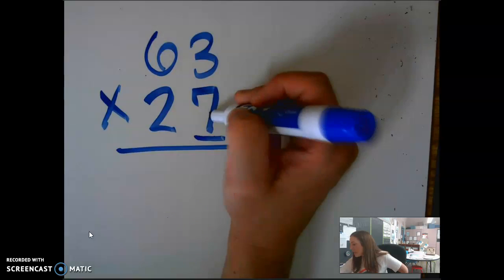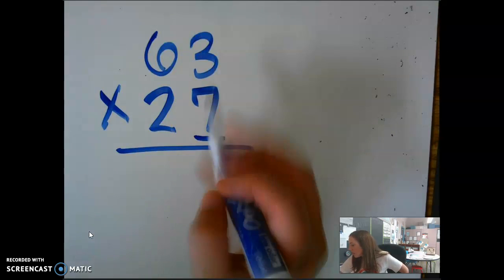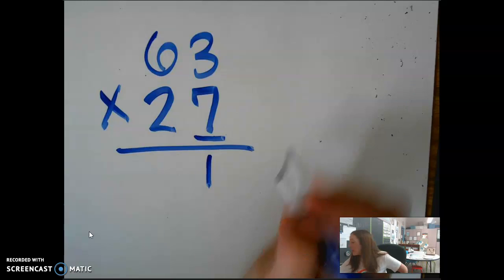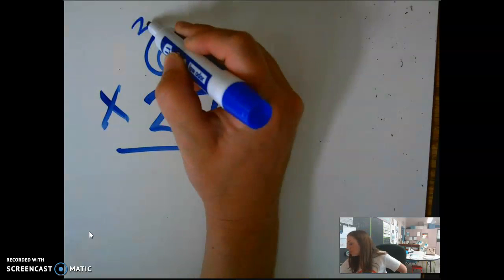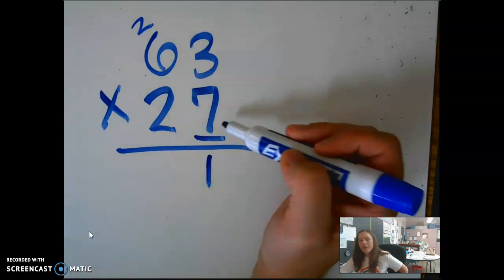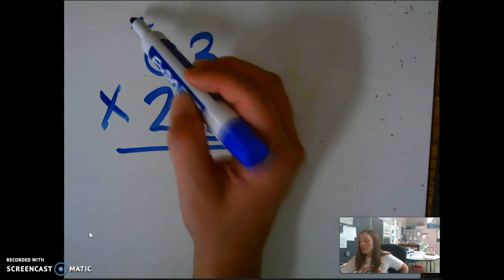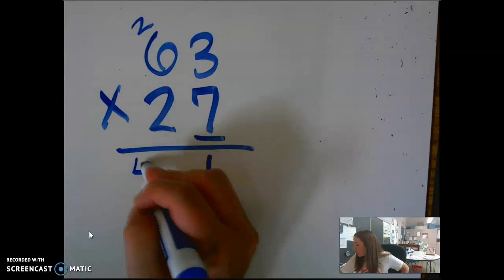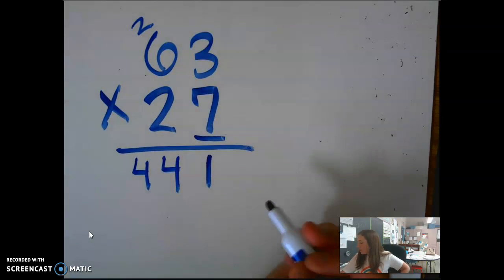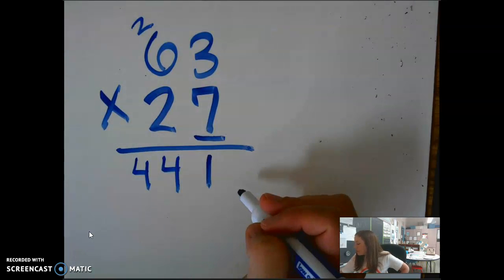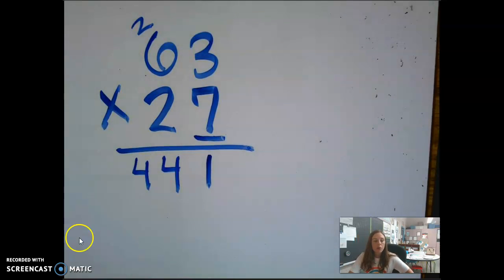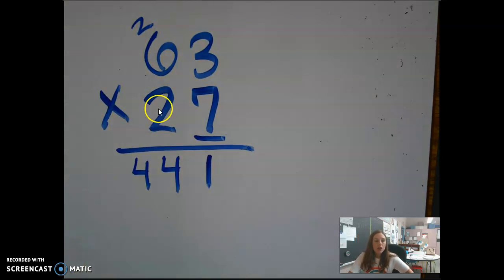3 times 7 is 21. I'm going to put my 1 down and carry my 2. 6 times 7 is 42, plus 2 is 44. Okay. I want you to pause the video right here, and I want you to multiply 63 times 7 and see what you get. Did you get 441?